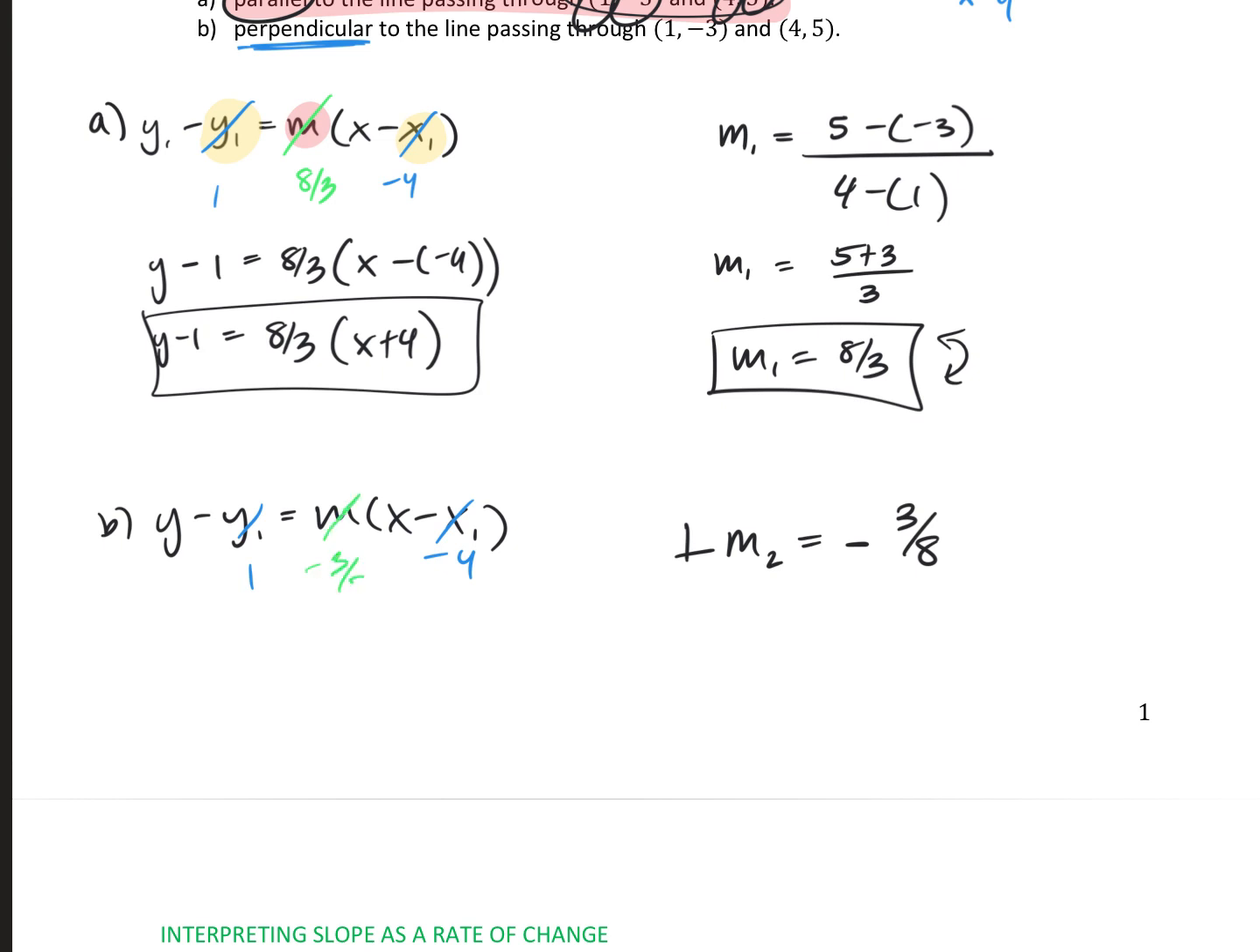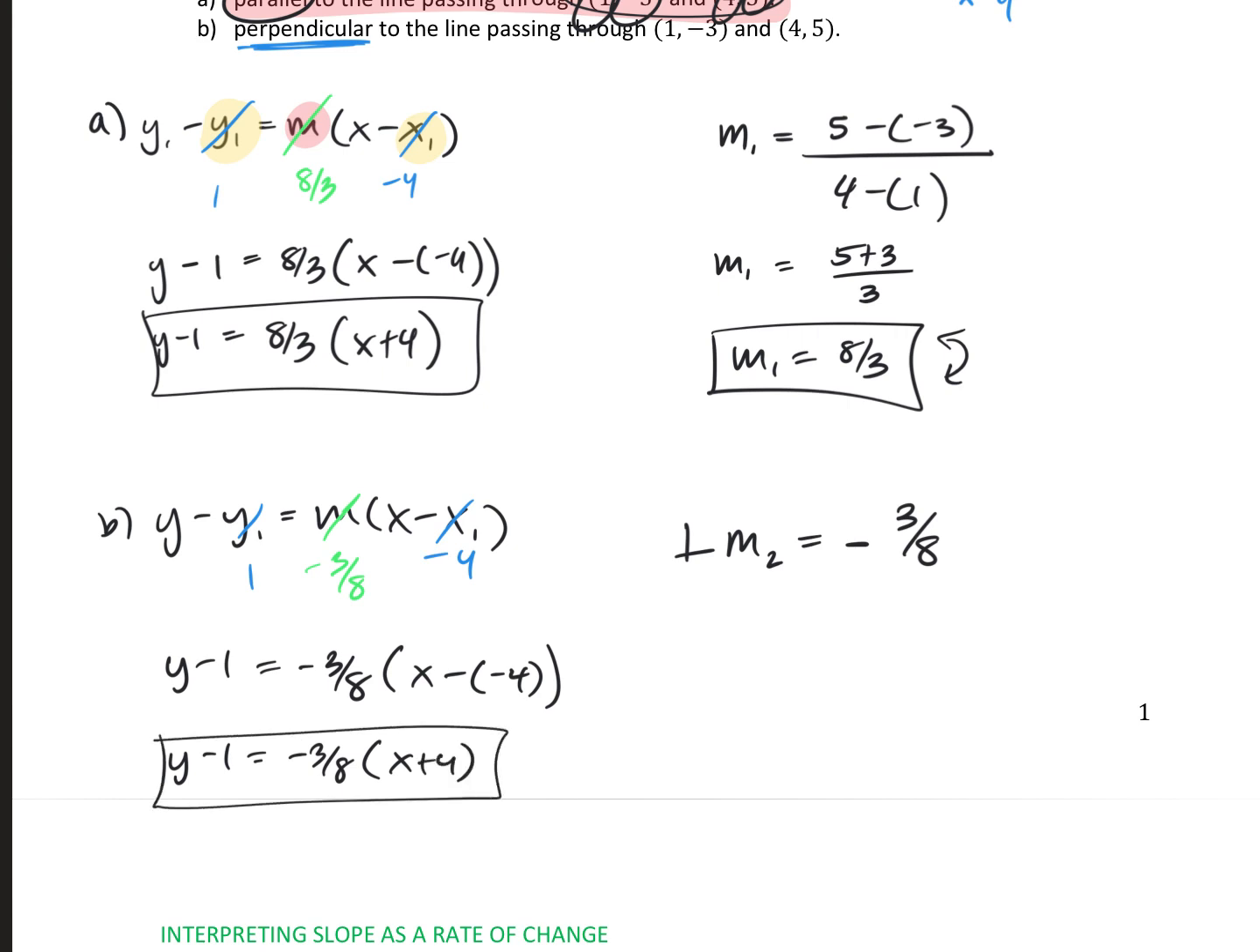I'll go ahead and plug that in. So y minus 1 equals negative 3 over 8 times x minus negative 4. Again, I'll simplify that double negative. y minus 1 equals negative 3 over 8 times x plus 4. And we're done. Unless you are asked to answer in a certain form, these both are fine.